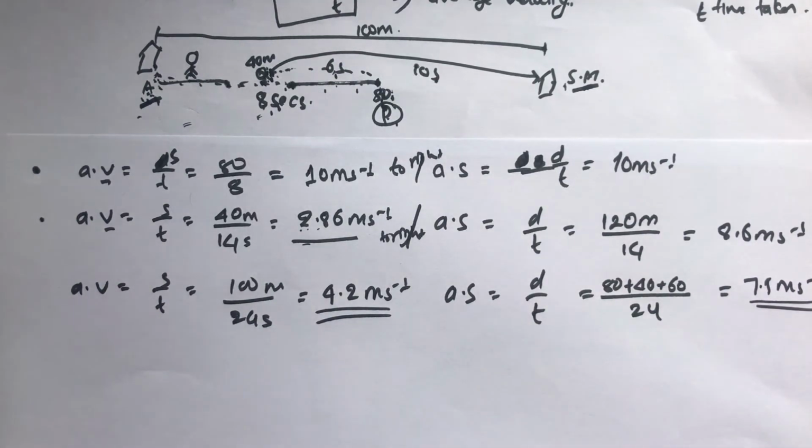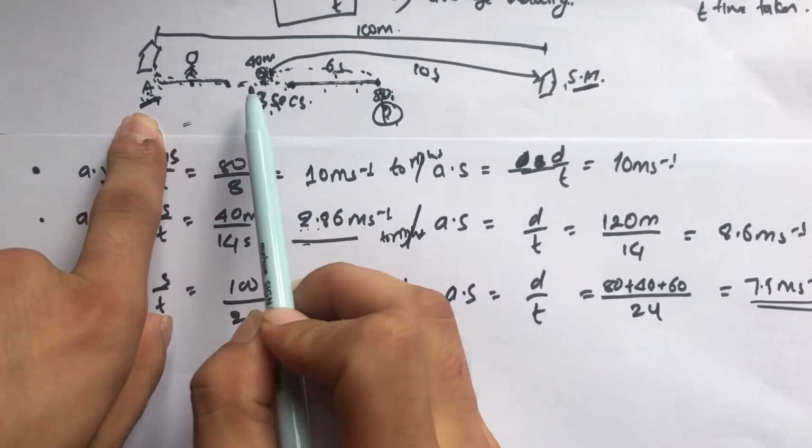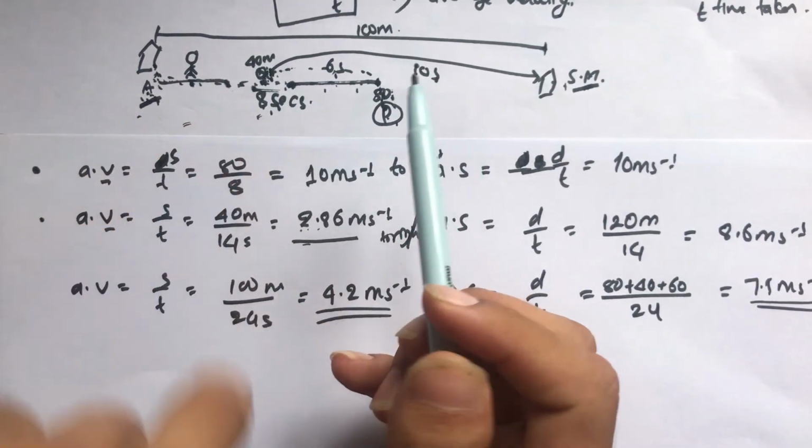So this is the difference between the average velocity and average speed. The reason why I'm using the term average is because we do not know his instantaneous speed or instantaneous velocity. The instantaneous speed or instantaneous velocity is the real-time velocity. For example, his instantaneous velocity when he was running would be higher than his instantaneous velocity when he was walking.